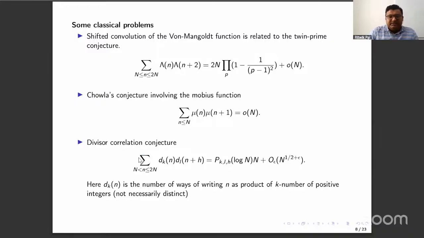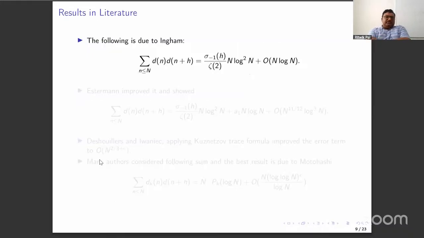However, there are some average estimates for the divisor correlation conjecture, and I think they are there for the von Mangoldt function also. Because this is quite an active theme of research in analytic number theory, there are a lot of articles and papers. We only want to list a few, which will be relevant to the latter part of the presentation.